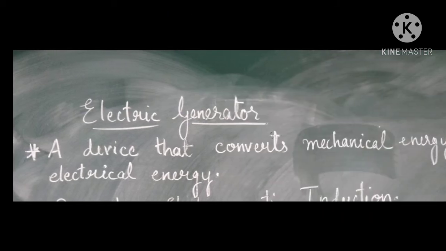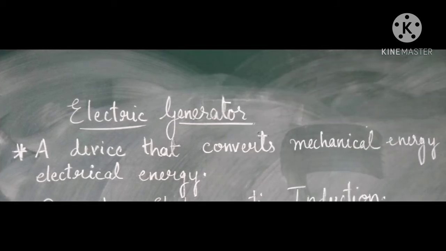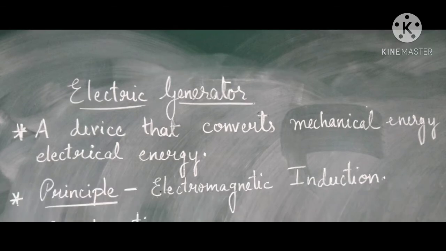Let us see. A device that converts mechanical energy into electrical energy is known as an electric generator. This is just the reverse of what we have studied in the electric motor. In the electric motor, it was conversion of electrical to mechanical, and in the generator, we will generate electricity by doing some mechanical work. The principle behind it is electromagnetic induction, that we have already done.